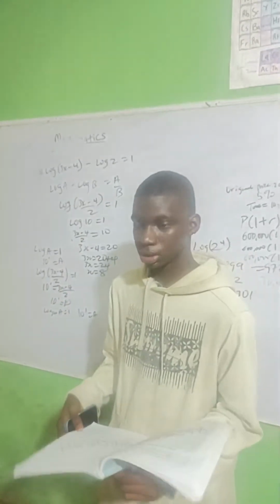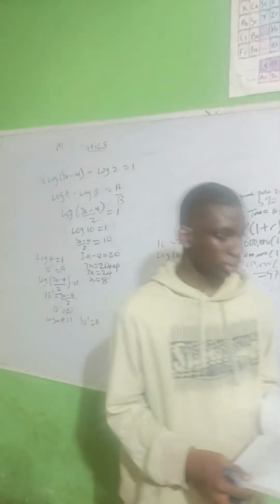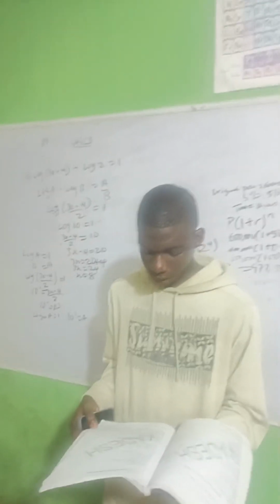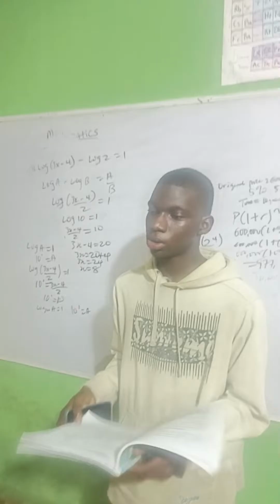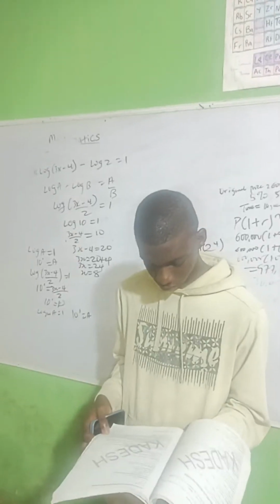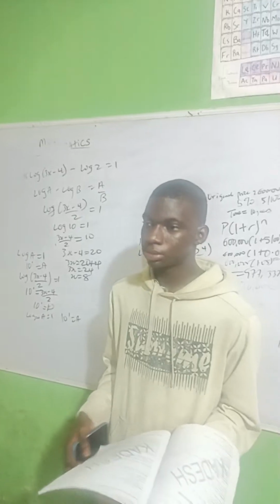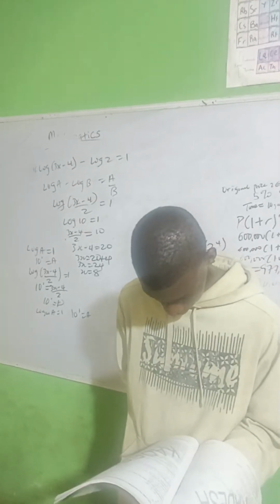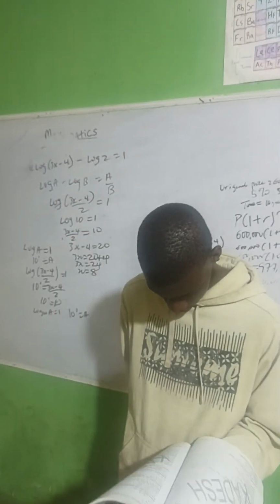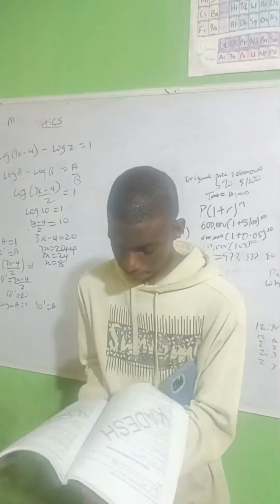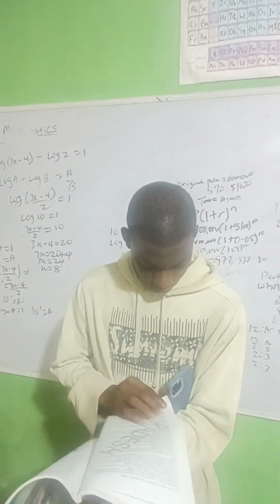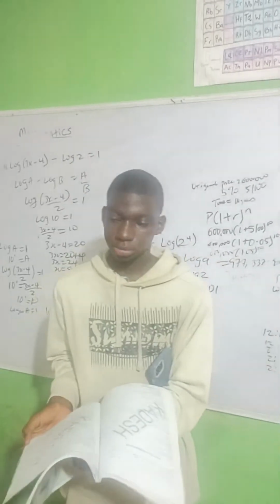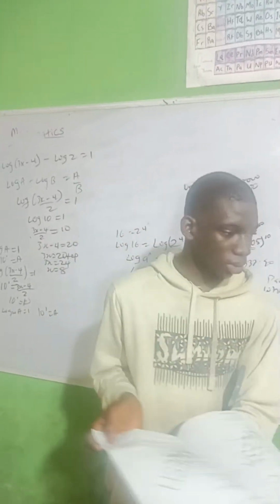So, do you understand that question? So the next question, are you people following? They said at 18% discount, an item valued at 45,000 naira now costs how much? At 18% discount, an item valued at 45,000 naira now costs how much?